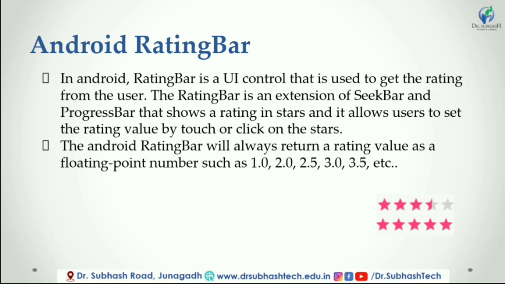The Android rating bar will always return a rating value as a floating point number such as 1, 1.0, 2.0, 2.5, 3.0, 3.5, etc. Following is the pictorial representation of using rating bar in Android application. In Android, by using android:numStars attribute, we can define the number of stars to display in rating bar. We can set 5 or 10 as per our requirement.